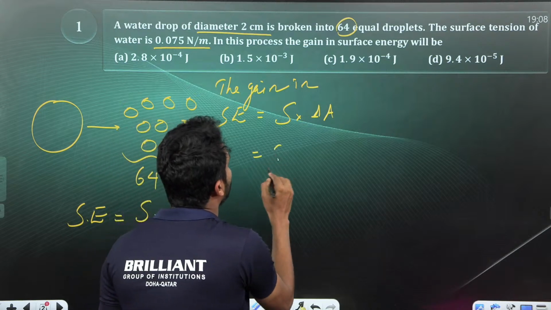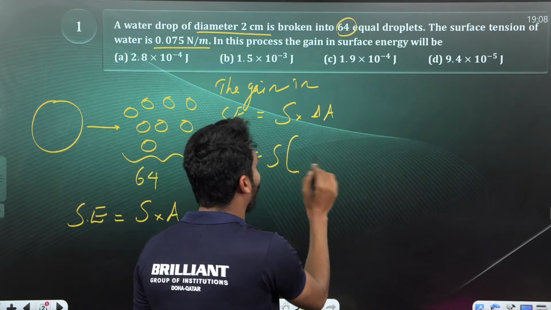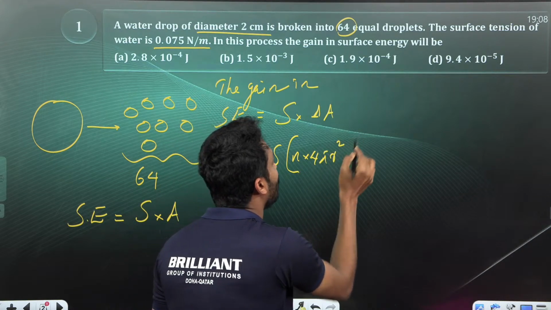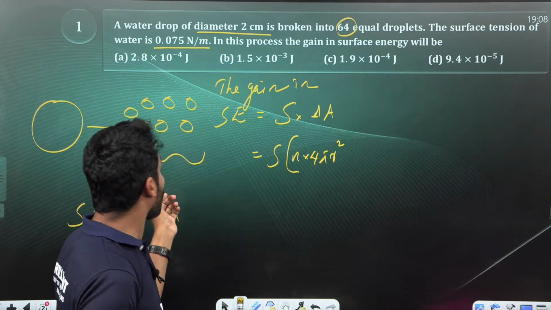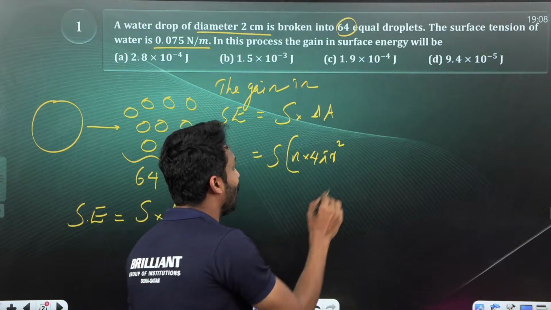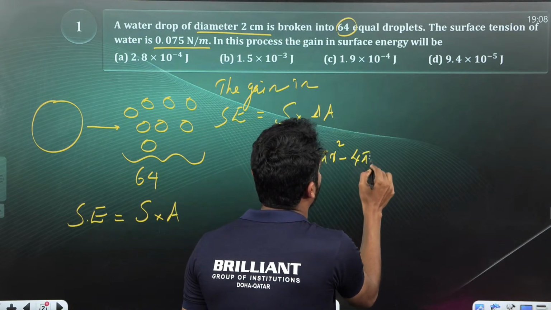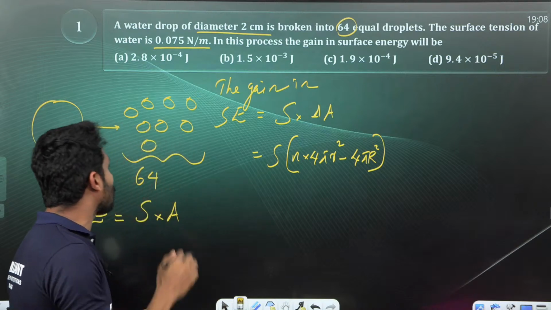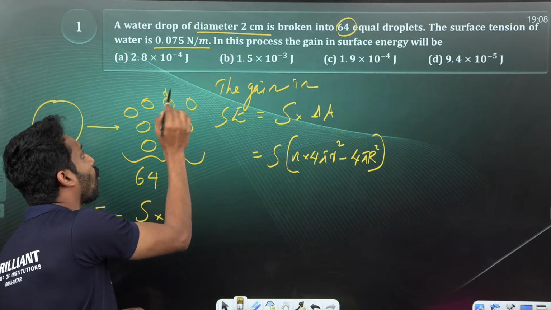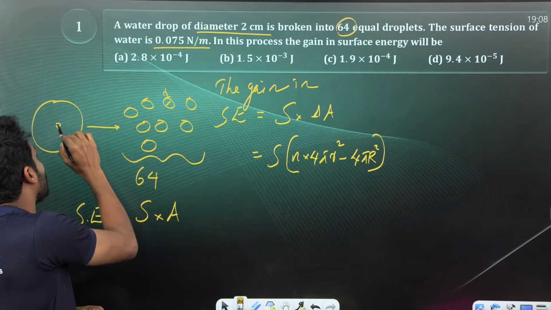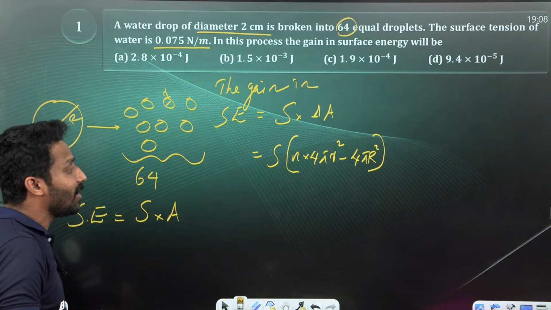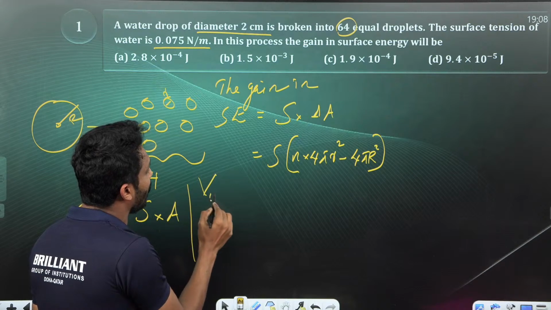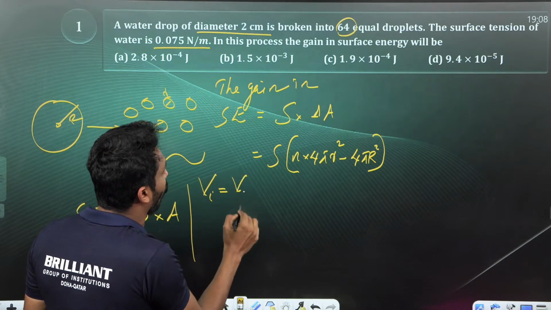This is equal to S into final area. Final area is N into 4 pi r square, where N means 64 in the question, minus initial area, which is 4 pi R square. Clear? We have the connection between the radius of each smaller drop and the radius of the bigger drop, capital R. We are just equating their initial volume and final volume.